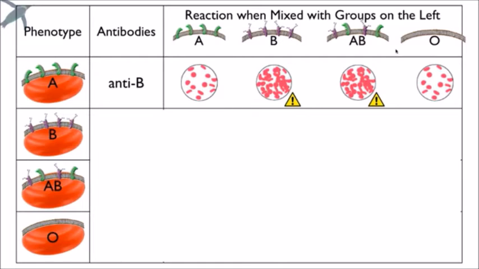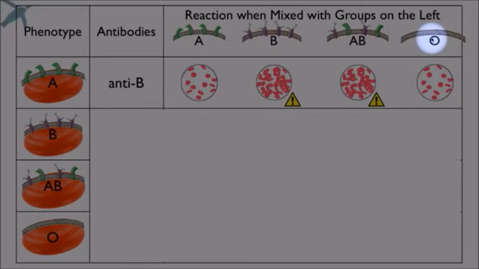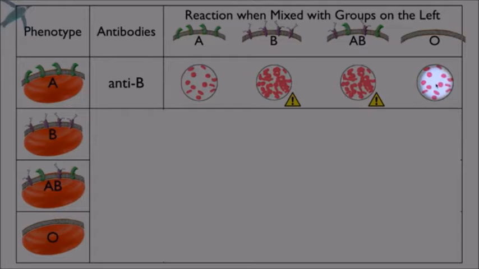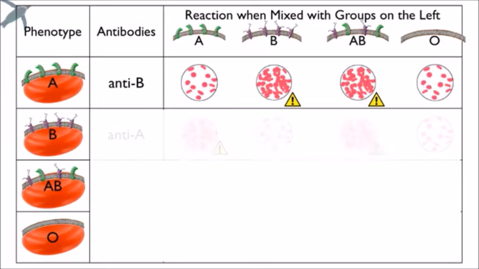Now, why can you transfuse an A person with O blood? The answer hopefully makes sense to you now. This O is the plain donut. It doesn't have any antigens, so you don't make antibodies against it. So O blood is okay, perfectly fine.